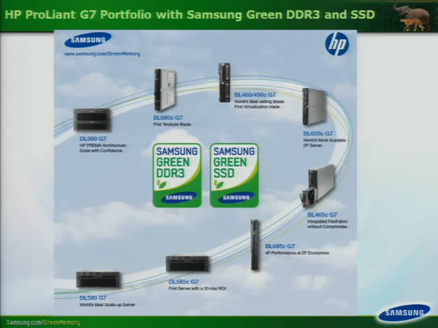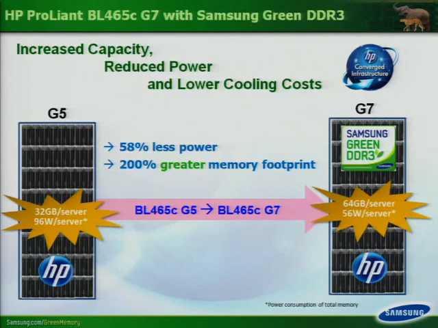I strongly invite you to go to their booths too. And they are using the latest technology from Samsung, both for the DDR3 and the solid-state drive. And in fact, HP, a few months ago, when they were doing the metrics and the measurements on their system, they were comparing a G5 ProLiant system with their latest generation 7. And they concluded that not only were they able to decrease the total power of the system by 58%, but they were able to increase the total memory capacity by about 200%.